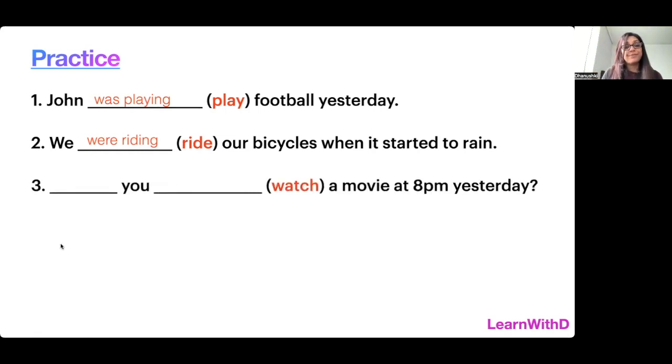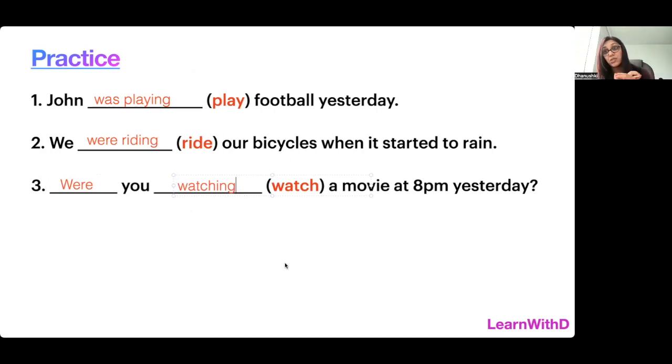Okay, so we have a blank, you blank, verb is watch a movie at 8 p.m. yesterday. So now look at this here. This is a question, okay? So think about the structure for the question. So, were you watching a movie at 8 p.m. yesterday?